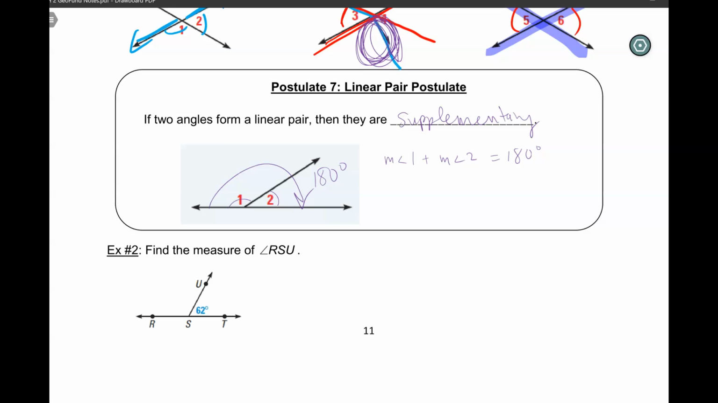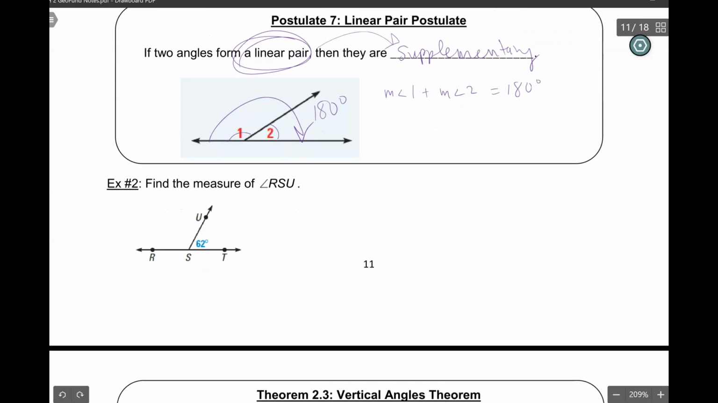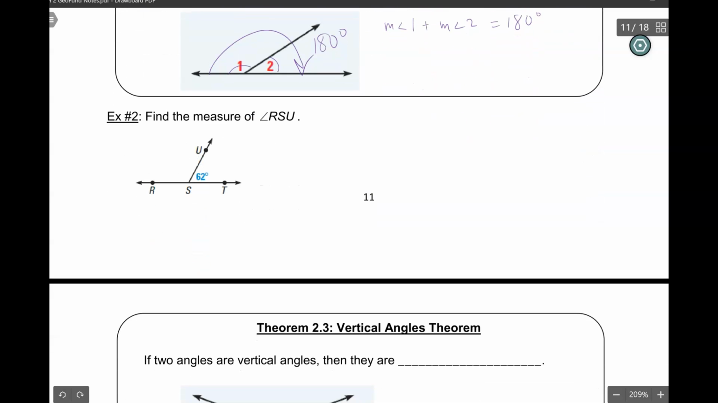That means they add to 180. It does not mean that all things that add to 180 are linear pairs. No, because a linear pair has to be adjacent, and then we say, okay, they form a line, so they're going to be supplementary. Find the measure of angle RSU.